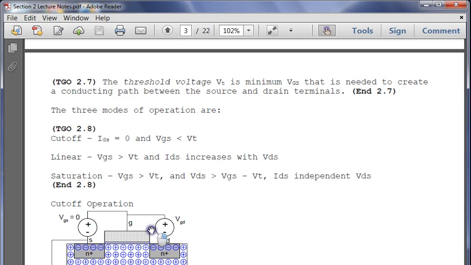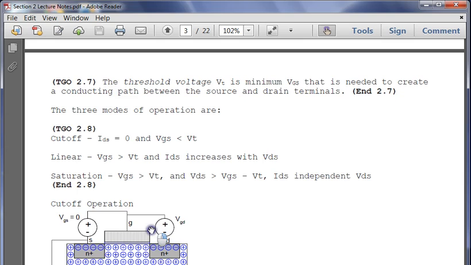So now, the second stage is what we call linear. We have reached our threshold voltage. Gate source voltage is greater than or equal to threshold voltage, and the drain source current, the current going from drain to source, increases. This should be increases linearly with VDS. Technically, that's right, but I want to make sure there's no confusion. Increases linearly with VDS.